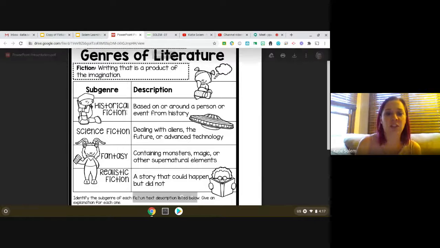In historical fiction, it is a made up story, but it is based on or around a real person or event from history. One example of these types of books are the I Survived series. Science fiction is a made up story that deals with aliens, the future, or some type of advanced technology. Fantasy contains monsters, magic, or other supernatural elements. And realistic fiction is a story that could really happen, but it didn't.